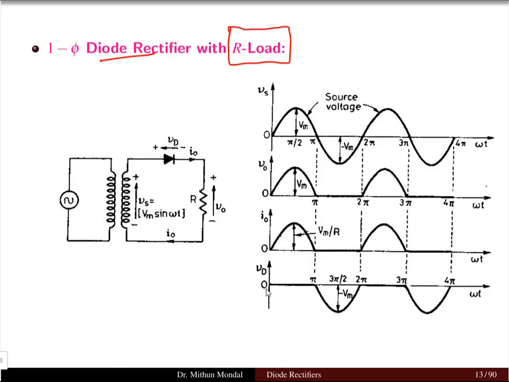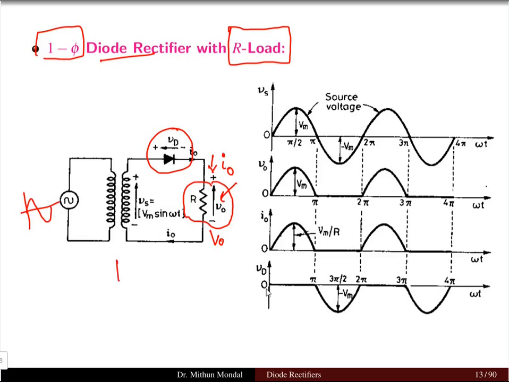Let us discuss the R load in this particular lecture, and then in the coming lecture we will discuss the other types of loads. So in the load, we have connected only the resistance R, and V0 indicates the average output voltage. The current flowing through the resistor is I0, which is the average current, and there is a diode connected in the network. This is single phase, so only one phase will be there in the input voltage. And this is also the half wave rectifier because we have only one diode connected. And this is a step down transformer with ratio 1:n.